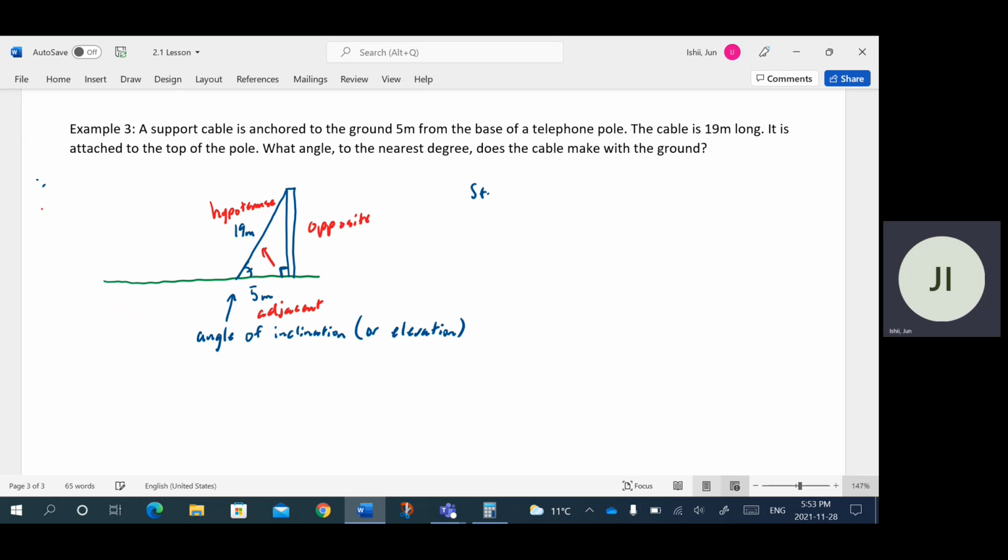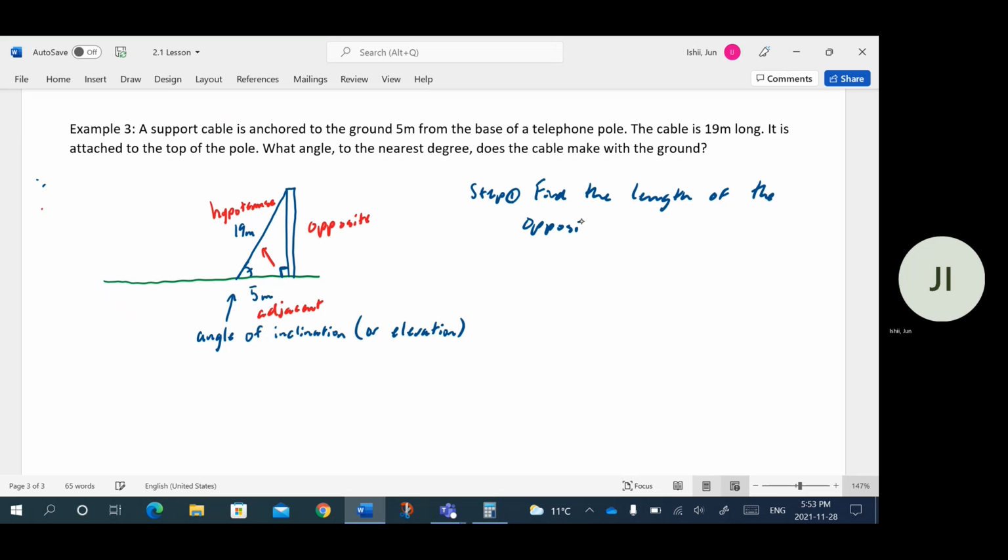So step one, we need to find the length of the opposite side. All right, so to do that, whenever you're given two lengths of a right triangle, we can find out the third length by using Pythagoras. So the Pythagorean theorem.